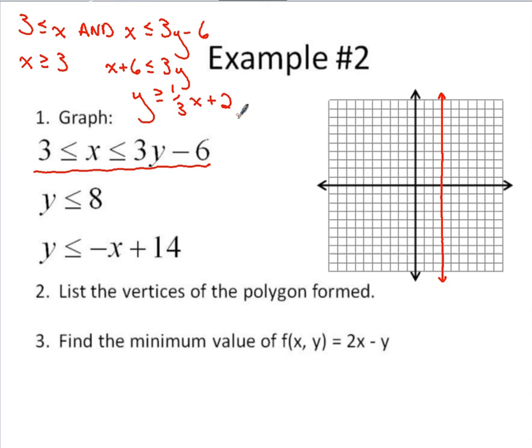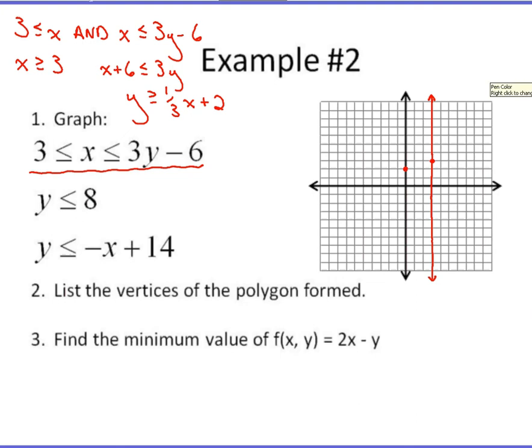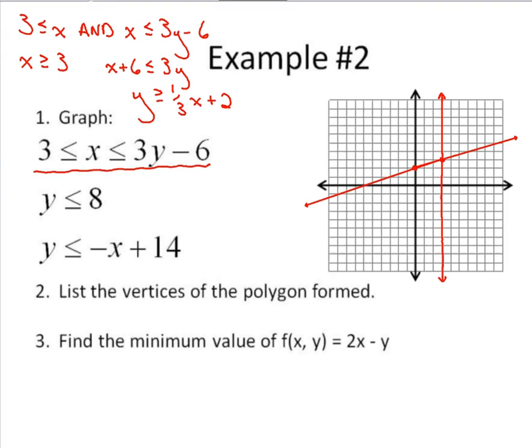If you graph that line, y-intercept is 2. Slope, we're going up 1 over 3. If we draw that line in, I'm going to use the line tool on this one. That's the line we get back. That takes care of that compound inequality statement.